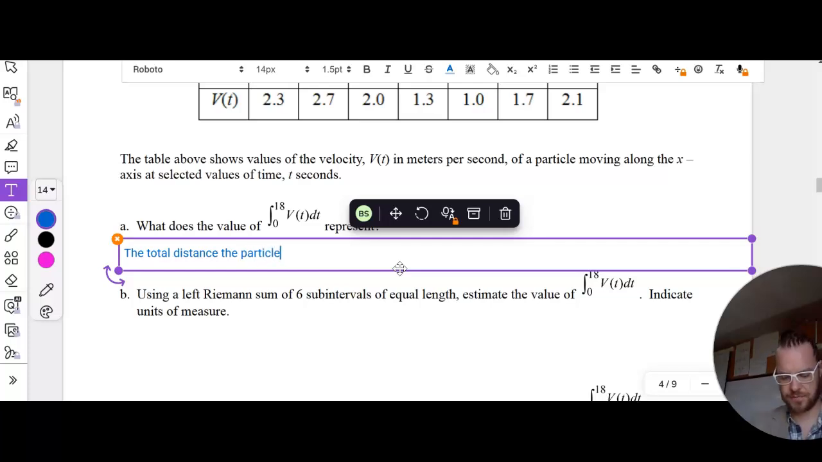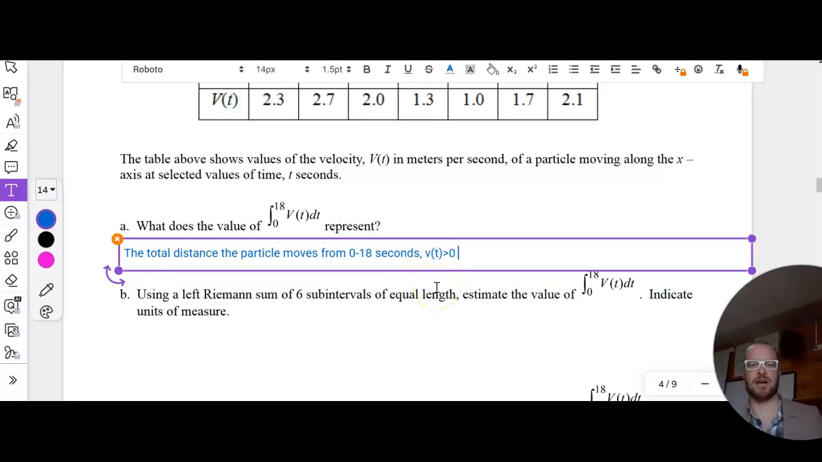The particle moves from 0 to 18 seconds. Why is that? This is specifically because v of t is always positive, right? It's always the same sign. It's always moving in the same direction. So in that case, we can say it's the total distance that this thing has actually moved.